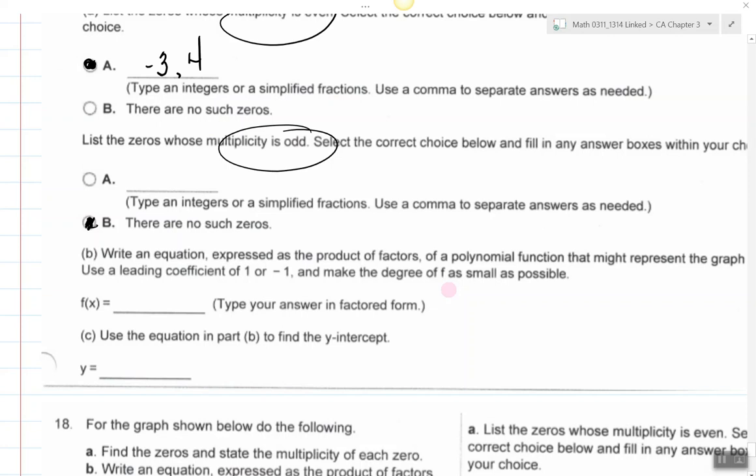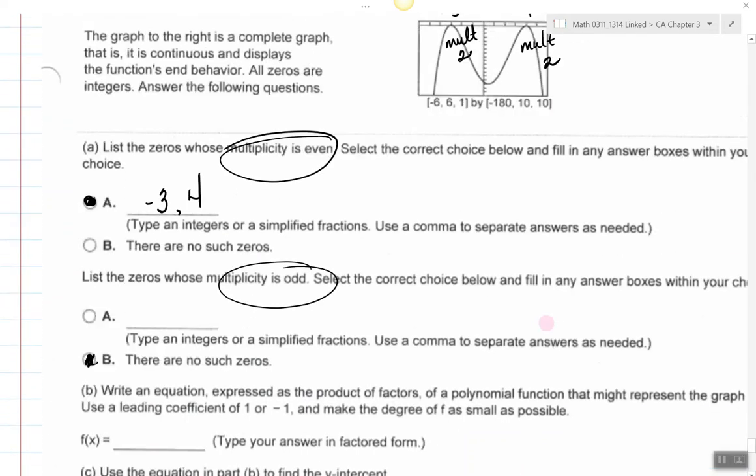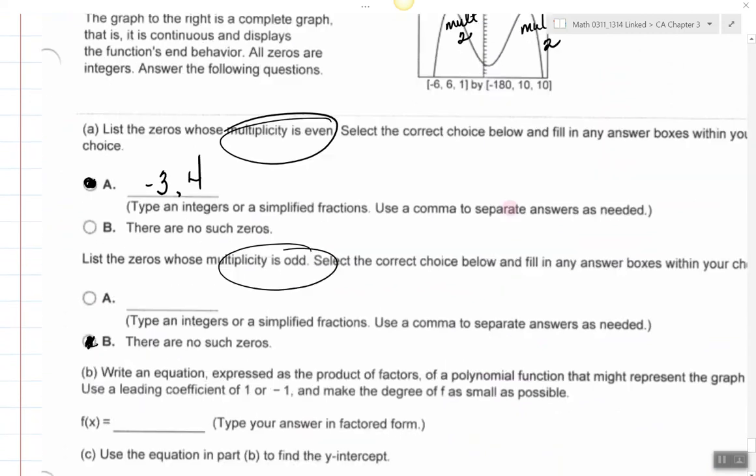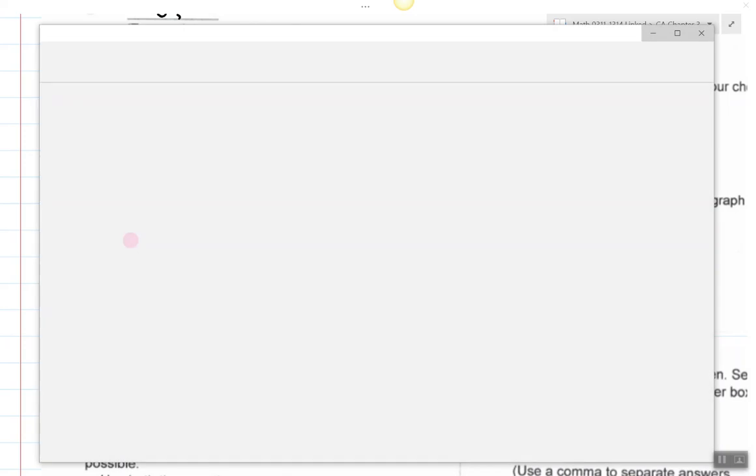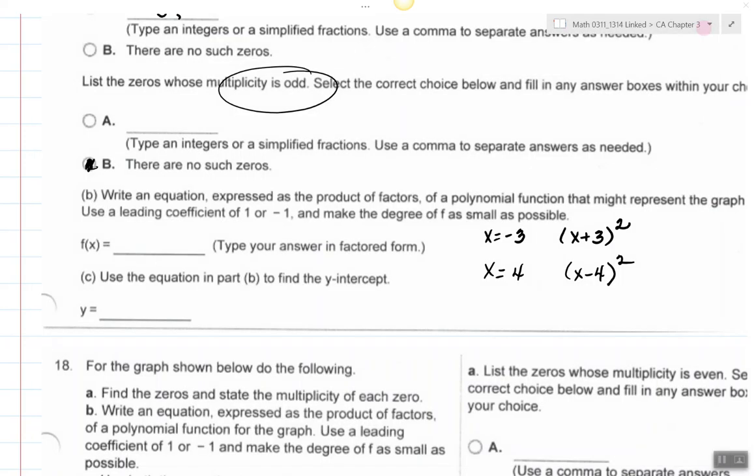What will this be in factored form? Okay, at negative 3, when x equals negative 3, I'm going to get the factor x plus 3 because it's multiplicity 2. I'm going to have it squared. I have x equals positive 4, so I'm going to get the factor x minus 4, multiplicity 2. So this is x plus 3 squared times x minus 4 squared.